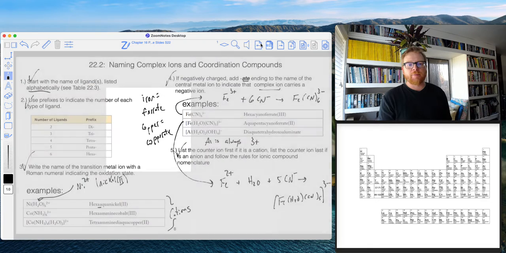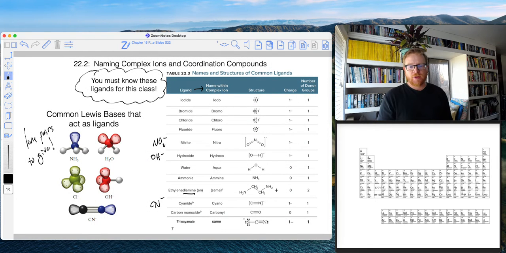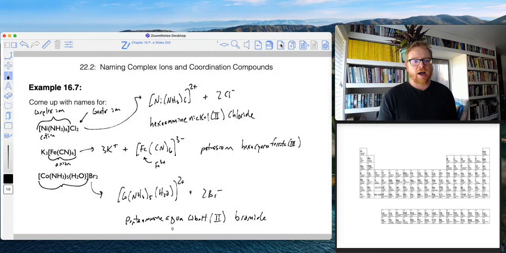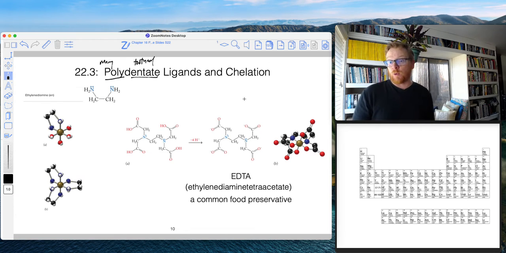So I'm going to back up here just a moment and I'll remind you of all of these common ligands that we talked about. And I mentioned this number of donor groups, and you can see for the vast majority of them that we spoke about, it's one. But here's our ethylene diamine with two donor groups. So let's flush that out in more detail.